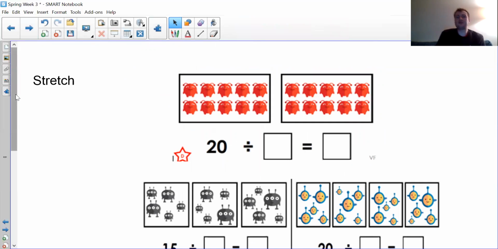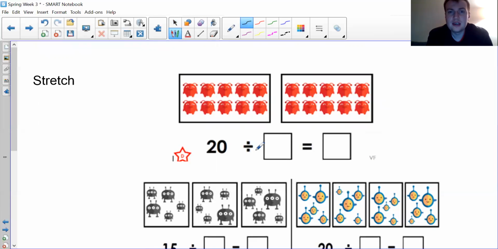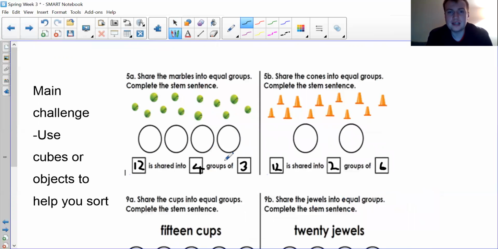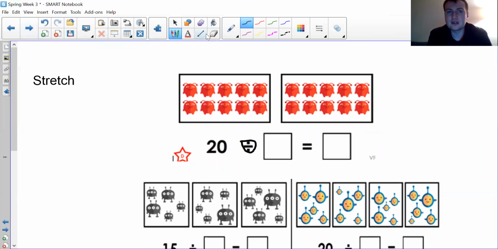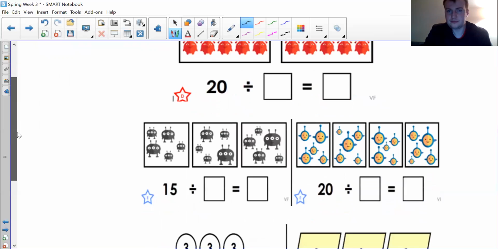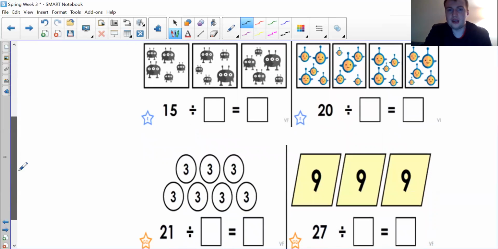Right, this is a bit more of a challenge. So instead of writing it out, this is shared into this. What we're talking about when we share is divide. And this is the divide sign. So it's exactly the same idea as here. We're just writing it in a more mathematical way by using our divide symbol, okay? So it's still how many groups and then how many in one group. So have a go at completing that number sentence from these 2 boxes. Then have a go at these 4.